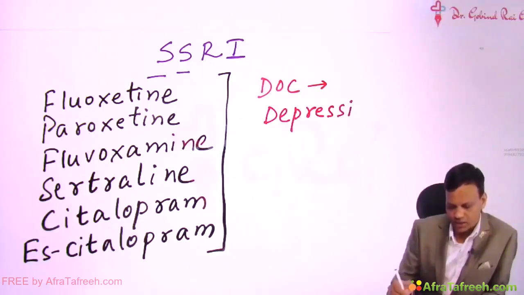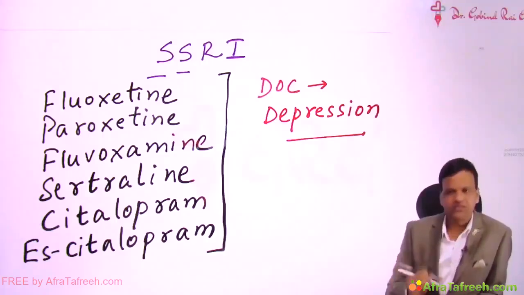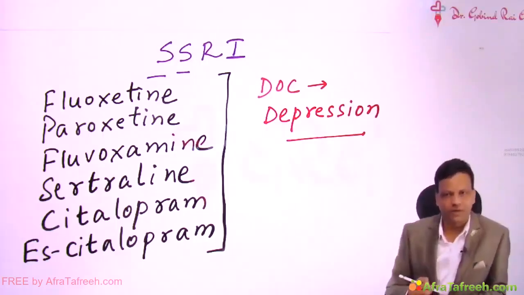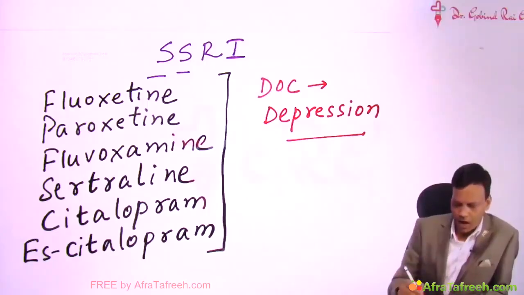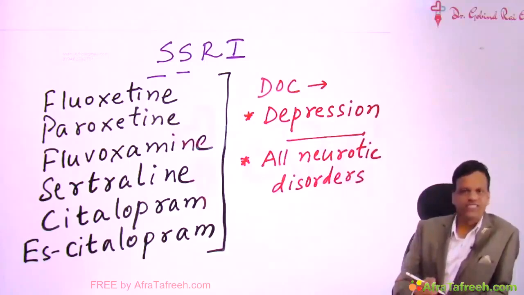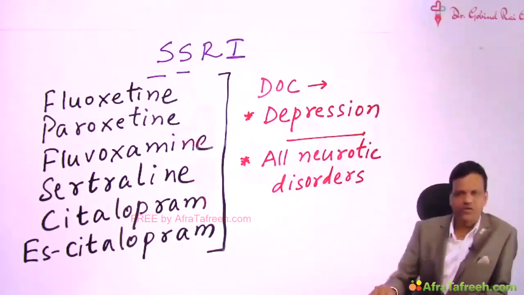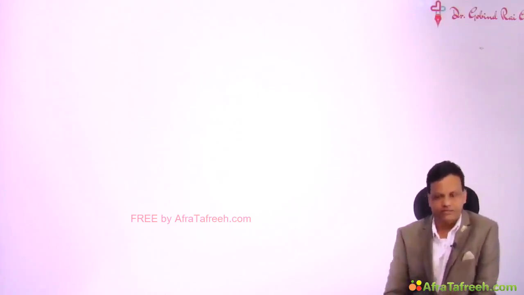So if the exam question asked is what is the drug of choice for depression, you should mark SSRI. If they ask severe depression, they will specifically mention severe depression. So unless they ask severe, the answer should be SSRI. Now apart from depression, SSRIs are drug of choice for all neurotic disorders also, like phobia, bulimia, obsessive compulsive disorders. So SSRIs are drug of choice for depression as well as all neurotic disorders. So these are the important points regarding the typical antidepressant drugs.